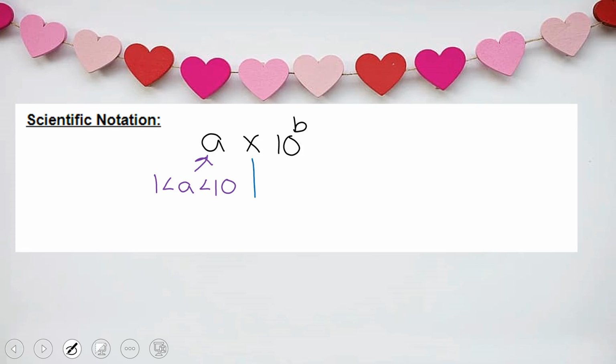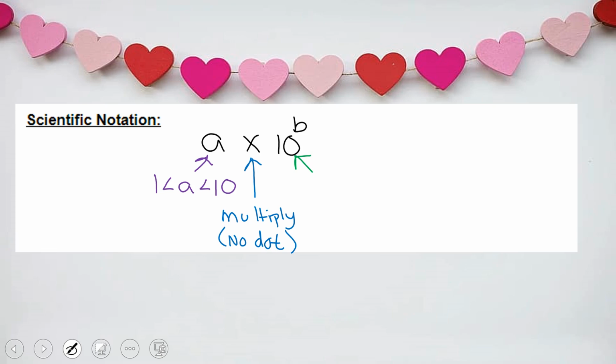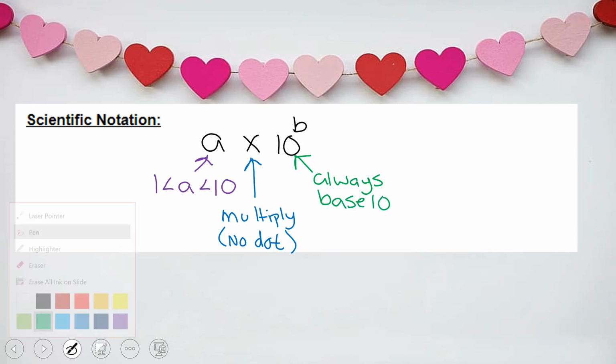Then for multiplication, you have to use an X. Don't use the dot. In proper form, it's an X. Then for scientific notation, you're always going to take a value times a base 10. So this is always going to be base 10. And then last but not least, we're going to talk about the exponent up above. So this guy right here for B.